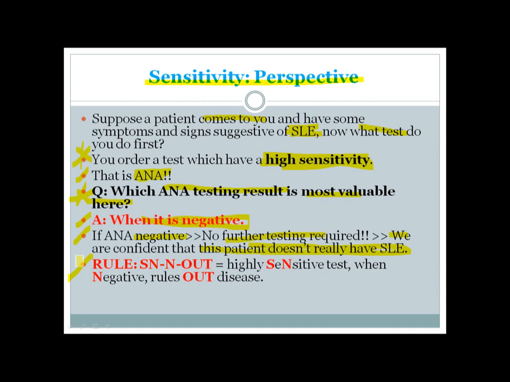So a very important rule is SNOUT. It means a highly sensitive test when negative rules out disease. SN and N rules out disease. So this is a very basic concept and rule that you must always remember when solving a question regarding sensitivity.